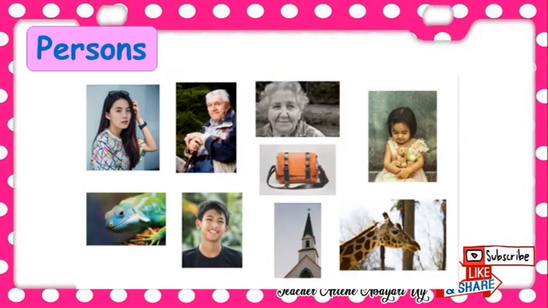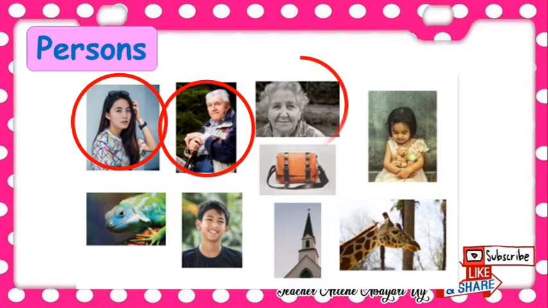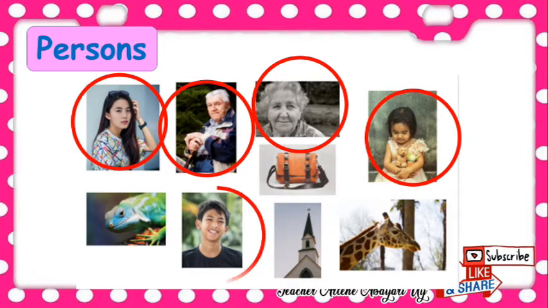Very good! Next activity, you are going to look for 5 persons and circle the names of persons. Let's see if your answer is correct. We have sister, grandfather, grandmother, a girl, and a boy. Did you get the correct answer?